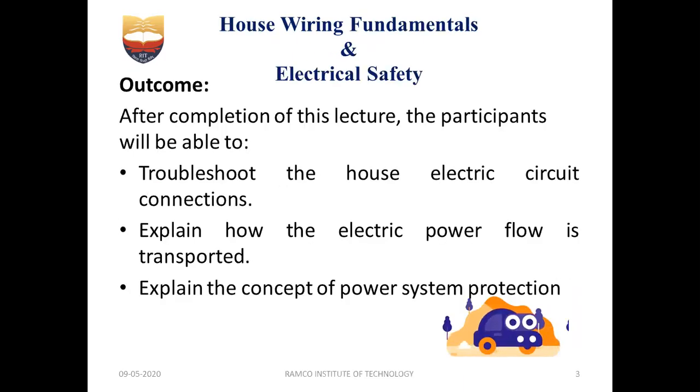So our course outcome: after the completion of this lecture, my participants will be able to troubleshoot house electric circuit connections. That means at the end of the session, you will get some idea about your house electric circuit connections. Then you can explain how the electric power is transported, where it is generated, from which medium it is transmitted, how much power we are getting, and how we are utilizing that power. Then the third outcome is the concept of power system protection: how we are going to do protection in our home. That and all we are going to discuss.